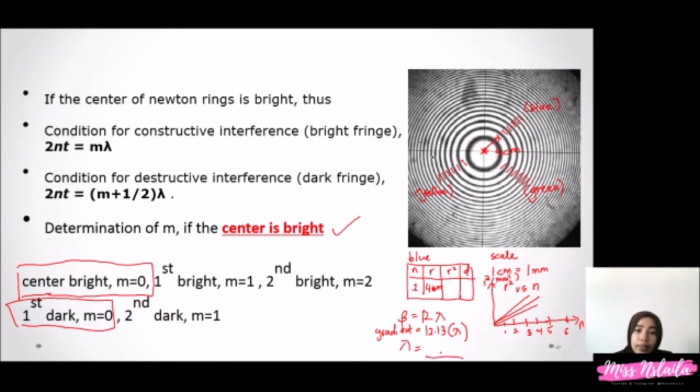Compare your result with the theoretical value. Please take note that the gradient that you will get is in millimeter square, and the value of r for the Newton's ring apparatus is 12.13 meter, in meter. So you must convert the gradient into meter square first, then you can calculate to get the wavelength of the light. This is just the idea of the experiment. So later please read the lab manual that I've shared and watch the demonstration video.